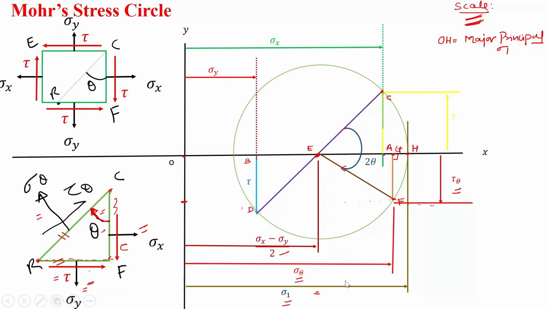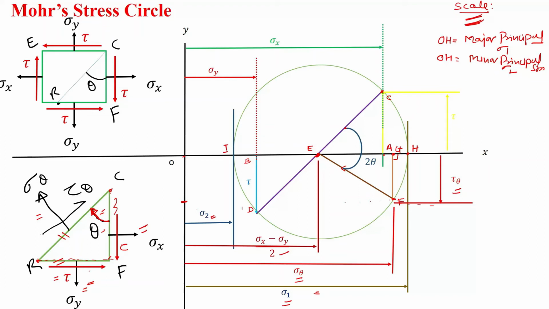So this OH gives us the major principal stress, which is equal to sigma 1, which we marked here. And similarly, suppose this point is I. So OI will give us the value of the minor principal stress, which is sigma 2, which we marked here. So now we have found the value of sigma 1, and next the orientation of the principal plane.